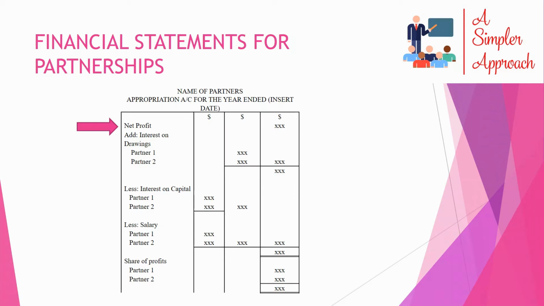Interest on drawings. There are times when partners borrow from the partnership. Now, interest on what they borrow is a source of revenue to the partnership, and that is why it is added. Remember, it's revenue, so revenue must always be added. The same way you add revenue to gross profit when you're doing the income statement, you add interest on drawings to net profit in the appropriation account. And once again, remember that interest on drawings is revenue to the partnership, and that's why it is added.